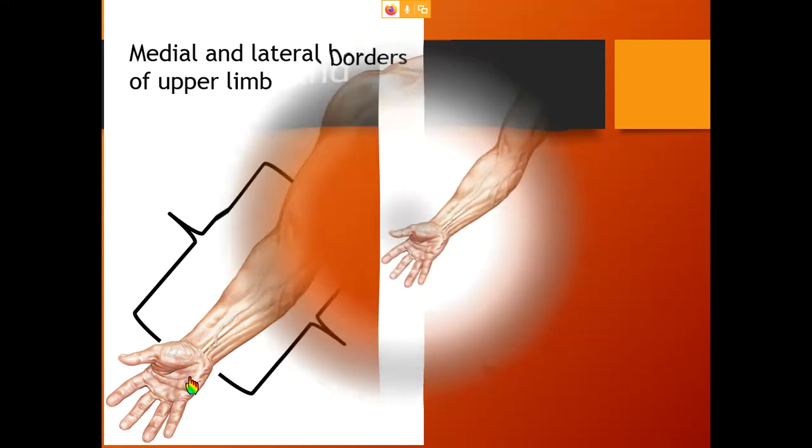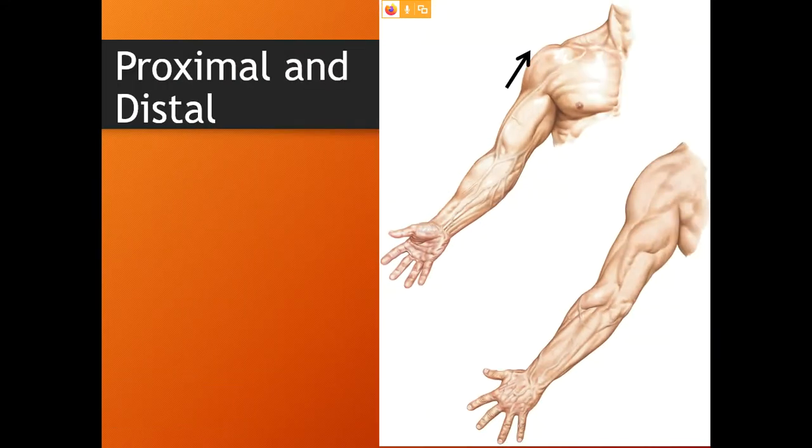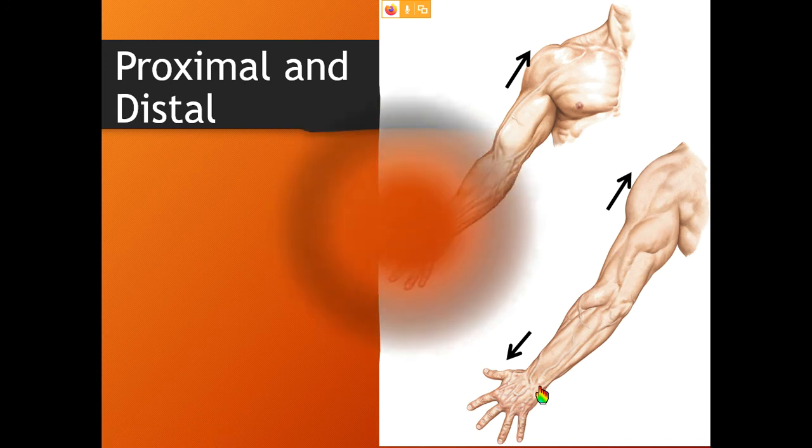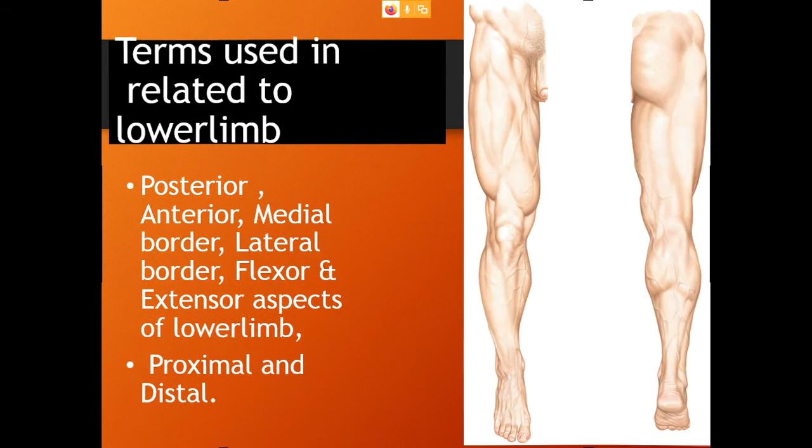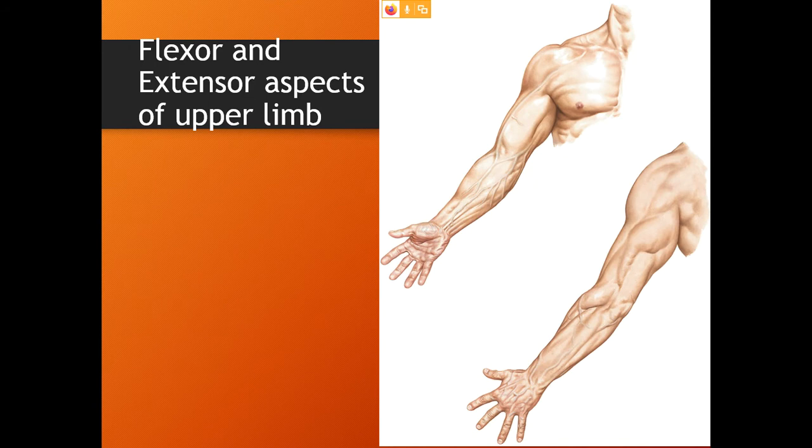Then coming to proximal and distal. Proximal is projecting towards the head. And here is distal. Here is an anterior view, the front ventral aspect, and this is the dorsal aspect or posterior view. Then coming to the palmar and dorsal aspects of the hand. In the hand we have two surfaces. This anterior surface is also called the palmar surface. The posterior surface is called the dorsal surface.